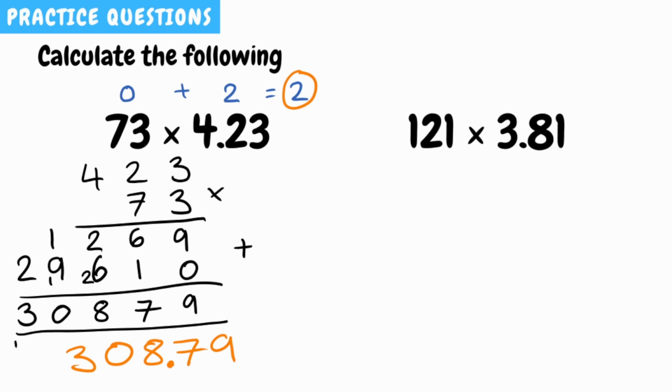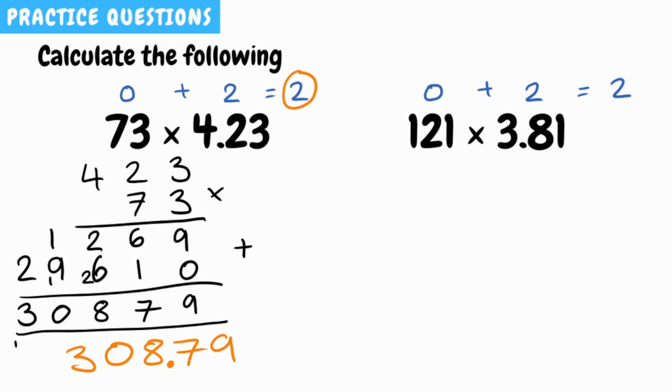And for this very last example, we've got 121 multiplied by 3.81. So again, just like the other examples, we're going to count the decimal places first. So we have no decimal places in this 121. And we have 2 decimal places in this 3.81. So again, adding these together, 0 add 2 will obviously give us 2. We know our final answer is going to have 2 decimal places. So now we're going to forget about the decimal points. So we're just going to do 121 multiplied by 381.